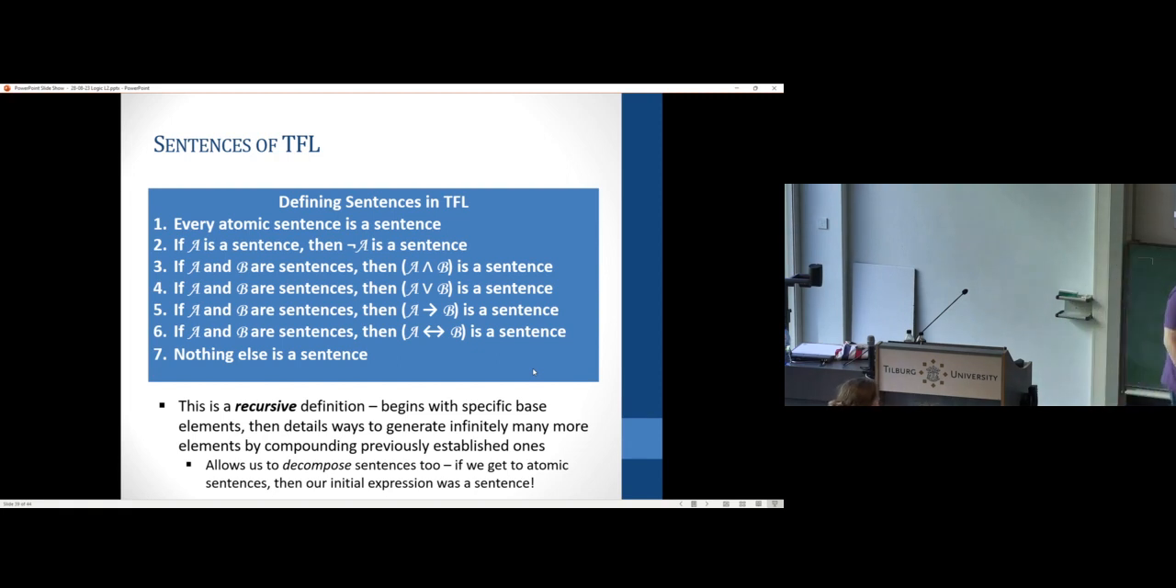Notably, this definition also means you can always decompose. That is, whenever you're given an expression of TFL, you should be able to strip it apart bit by bit by bit and get back down to just the atoms that it started with.